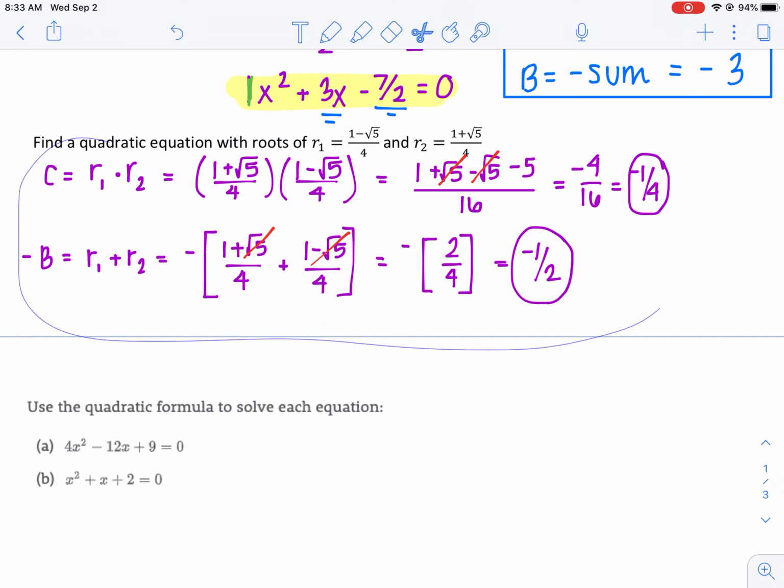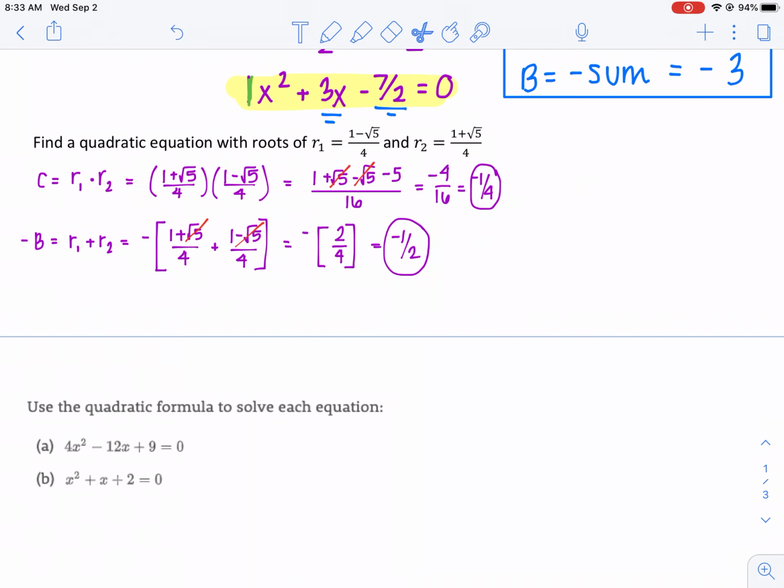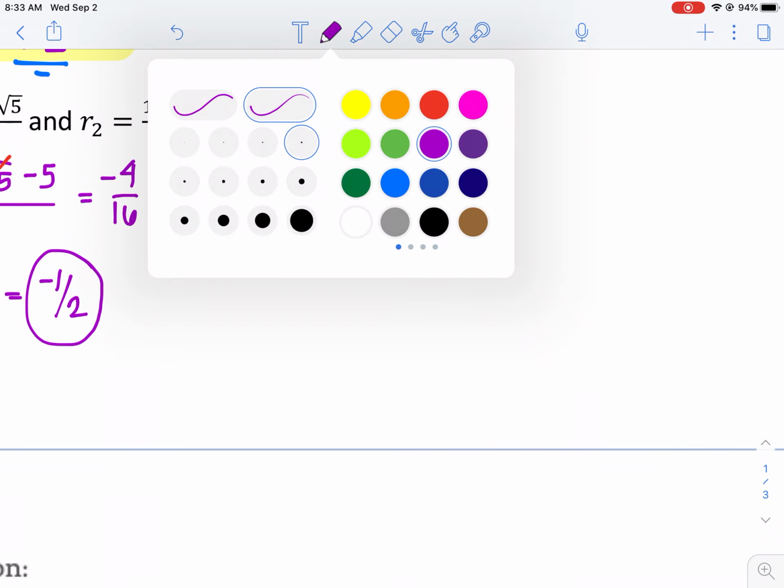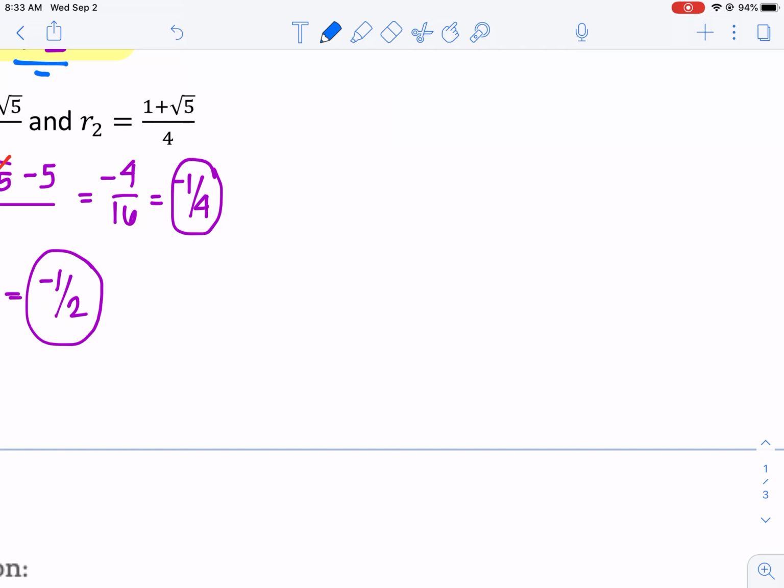I'm going to give myself a little room. And now let's plug into my quadratic equation. It's going to look like x squared. My B value is negative 1/2 x. And my C value is negative 1/4, and it equals 0.